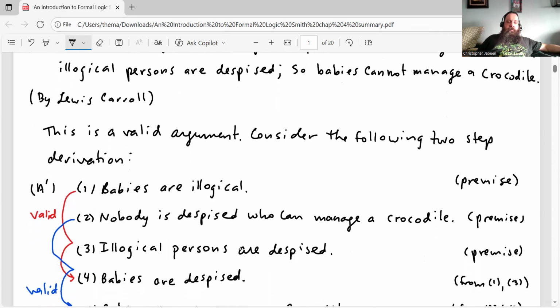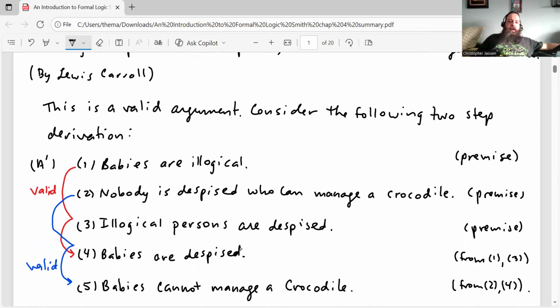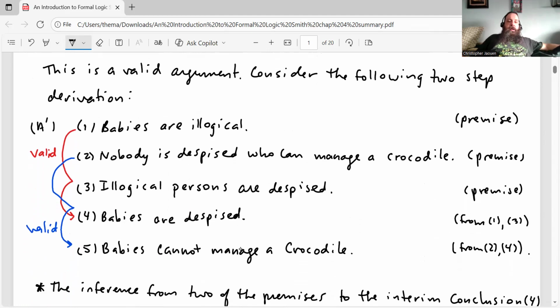Right, so this is A prime, the formally laid out argument. Premise one, babies are illogical. Premise two, nobody is despised who can manage a crocodile. Premise three, illogical persons are despised. And now we have our inference steps. The inference step from 1 and 3 gives us: babies are despised. In other words, babies are illogical, illogical persons are despised, implies babies are despised. That's a syllogism, right?